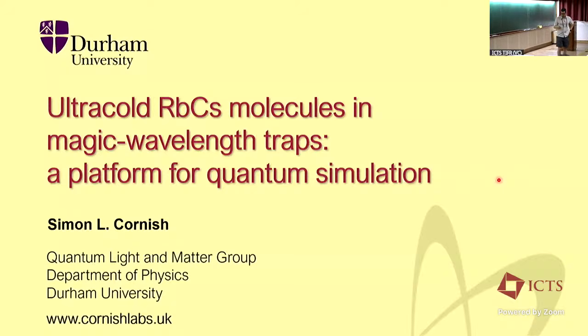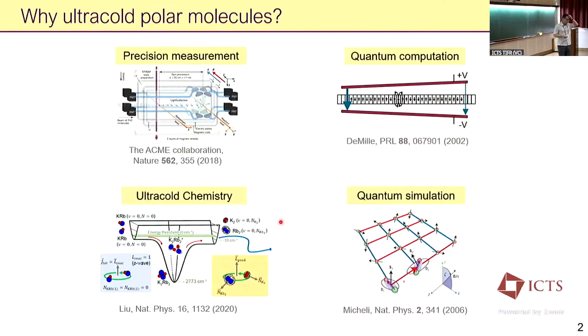So as Anna Maria says, I'm going to tell you a little bit about some molecules and how they could potentially be used for quantum simulation. Because perhaps molecules are not so familiar, I thought I'd start with some high-level motivation. These are the four areas that I think molecules are important and can contribute. So traditionally, molecules have been very important in the area of precision measurement. You can do fundamental tests of physics in a molecule with far greater sensitivity than is possible in an atom.